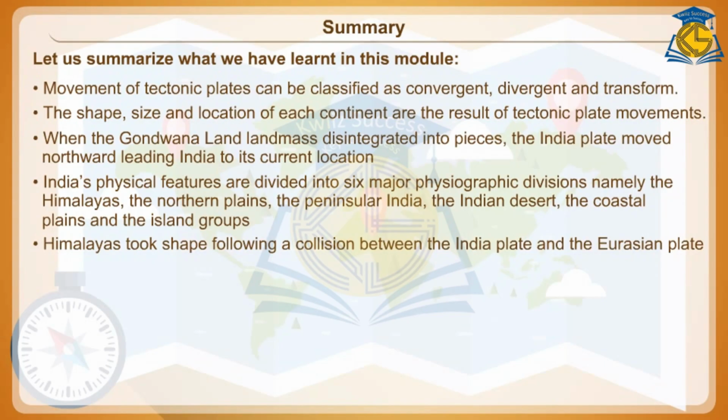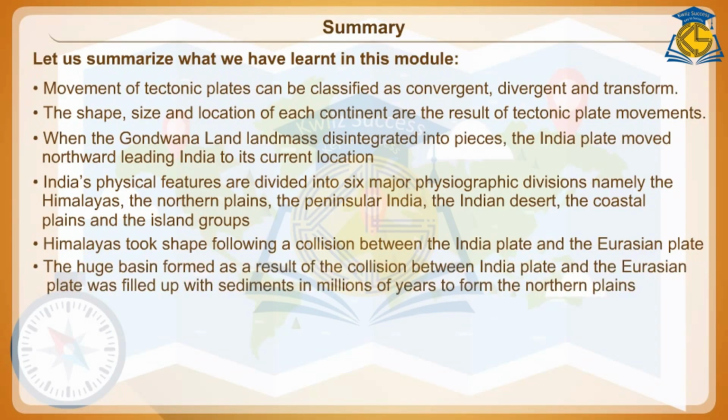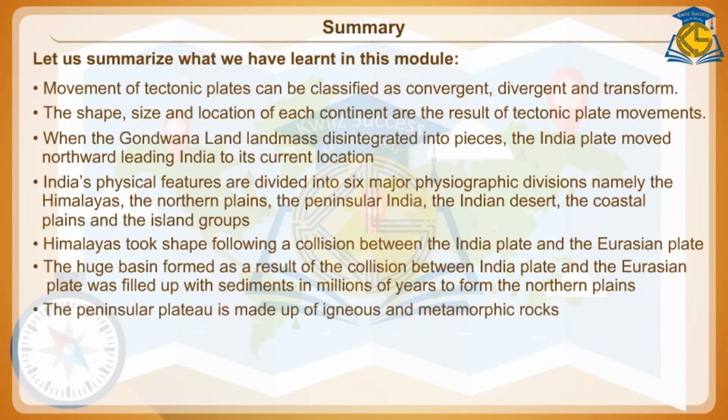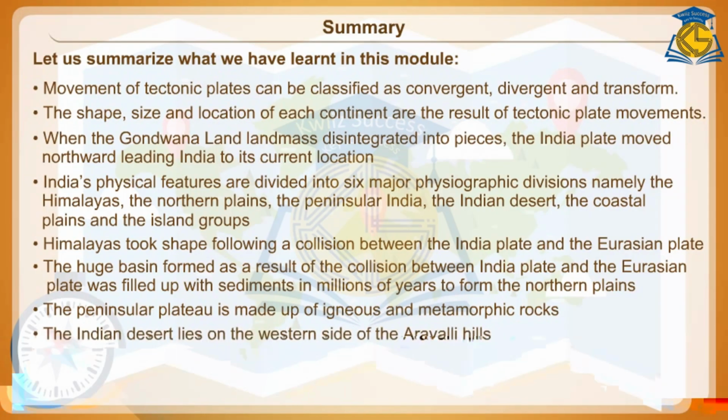Himalayas took shape following a collision between the India plate and the Eurasian plate. The huge basin formed as a result of the collision between India plate and the Eurasian plate was filled up with sediments in millions of years to form the northern plains. The peninsular plateau is made up of igneous and metamorphic rocks. The Indian desert lies on the western side of the Aravalli Hills.